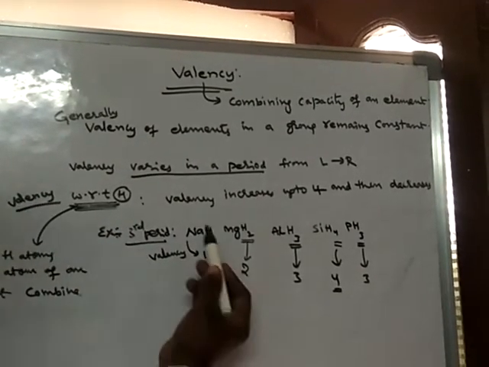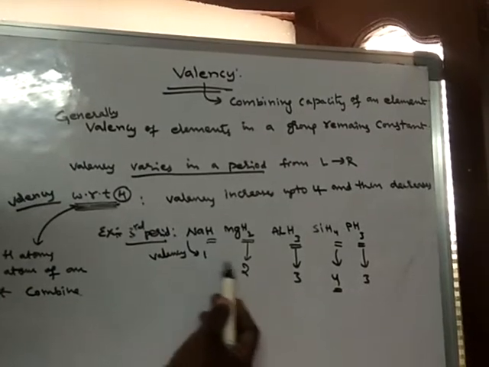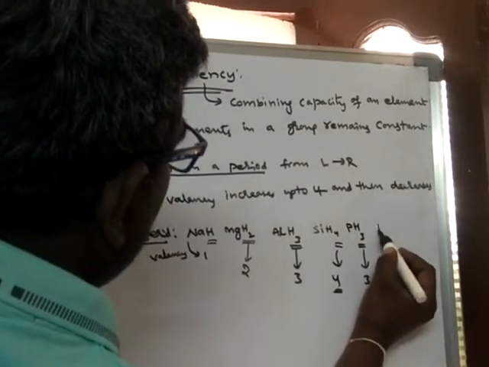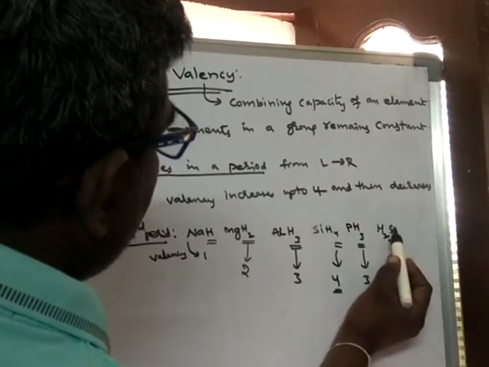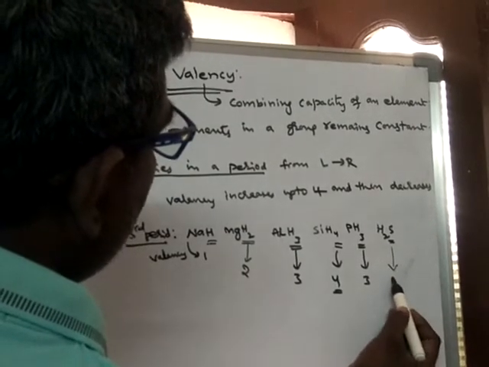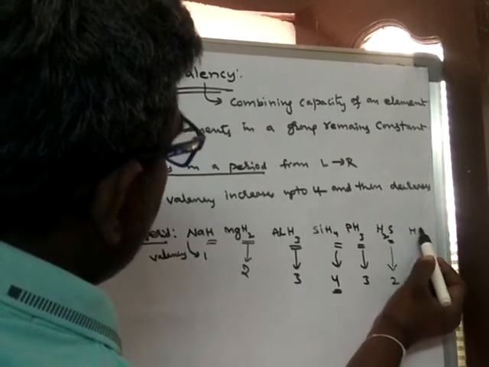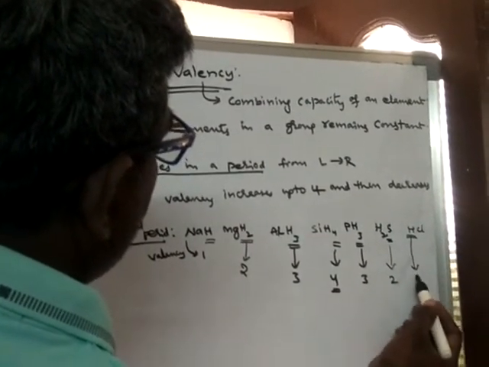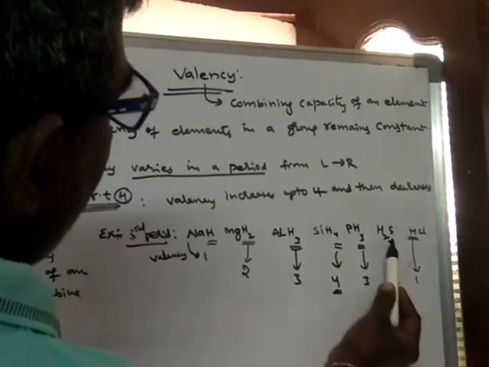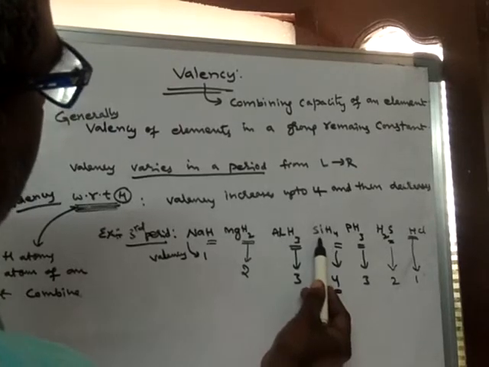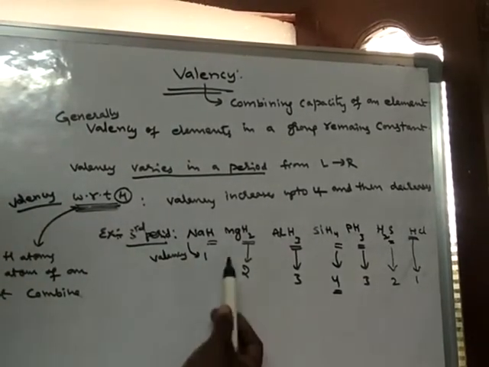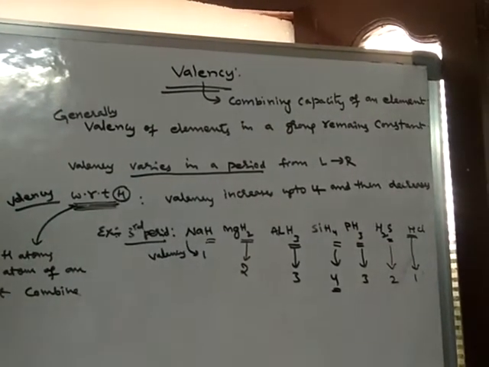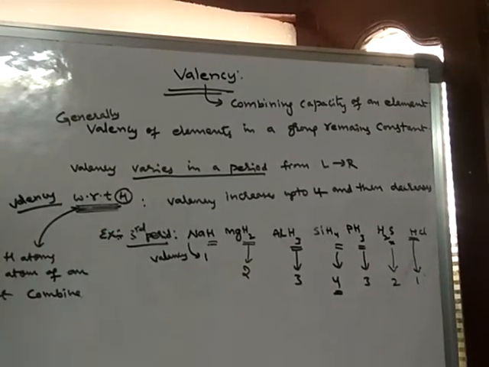With respect to hydrogen, the valency of elements increases from 1 to 2, 2 to 3, 3 to 4, and from then onwards it decreases. In H2S, hydrogen sulfide, the valency of sulfur is 2. In HCl, only one hydrogen atom combines. So chlorine's valency is 1, sulfur's is 2, phosphorus's is 3, silicon's is 4, aluminum's is 3, magnesium's is 2, and sodium's is 1. In this way the valency can be expressed with respect to hydrogen.